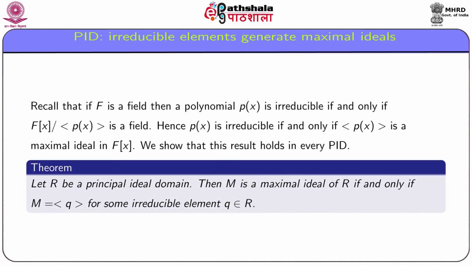Recall that if R is a ring and an ideal generated by Q is maximal, then Q is irreducible, but the converse does not hold. Here we show that if R is a principal ideal domain, the converse also holds. That is, if R is a principal ideal domain, then M is a maximal ideal if and only if M is generated by some irreducible element.